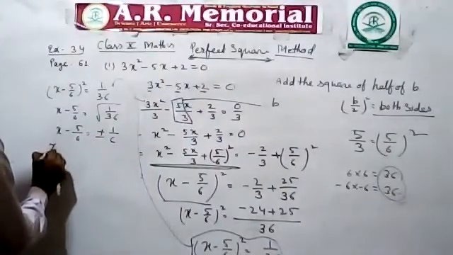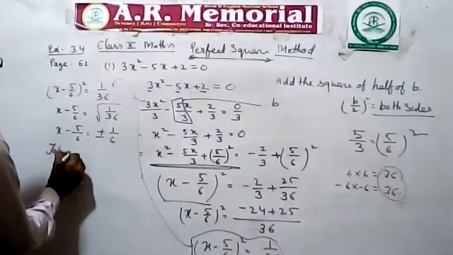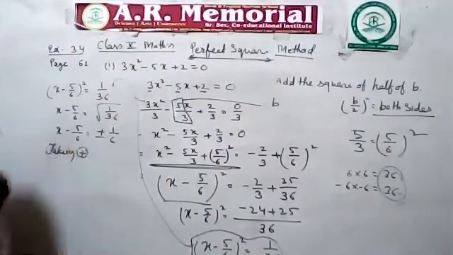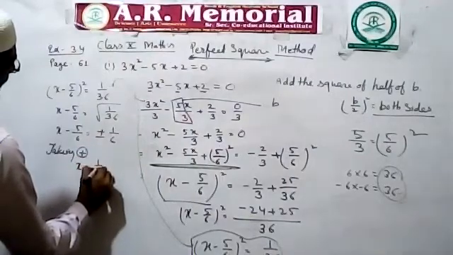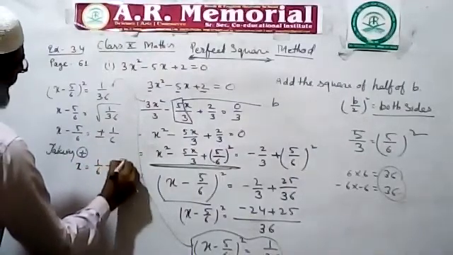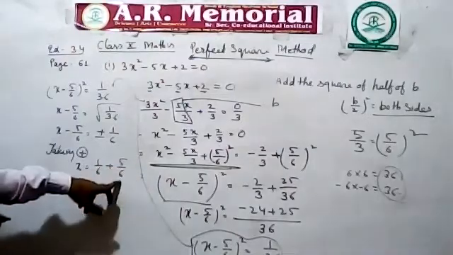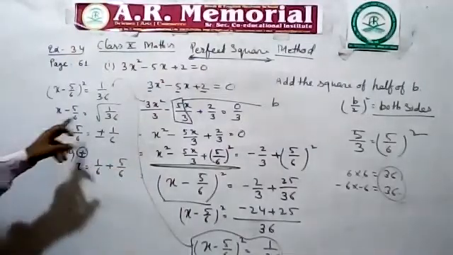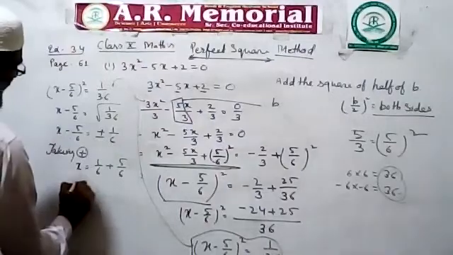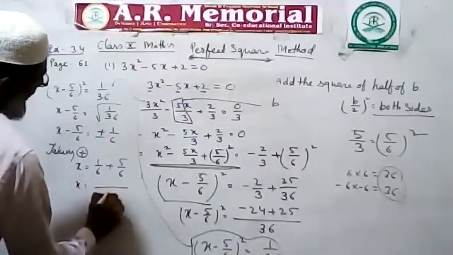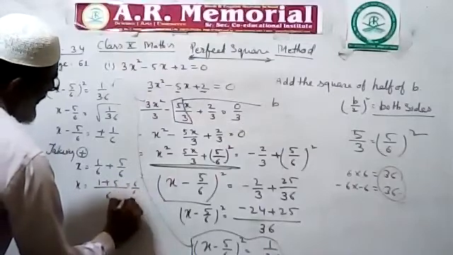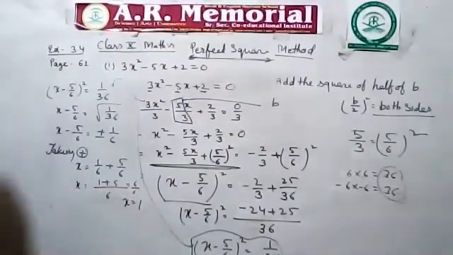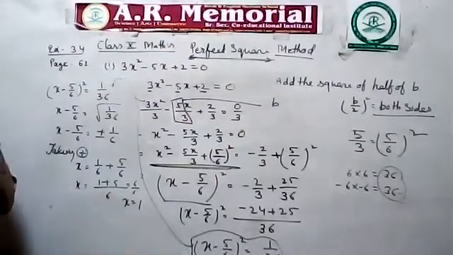Taking positive, what we can do: x is equal to 1 upon 6 plus 5 upon 6. Sir, how did you get this? Here this is negative, on this side it is positive. Now add them. 6 is the LCM, 1 plus 5 is 6 upon 6. X is equal to 1.